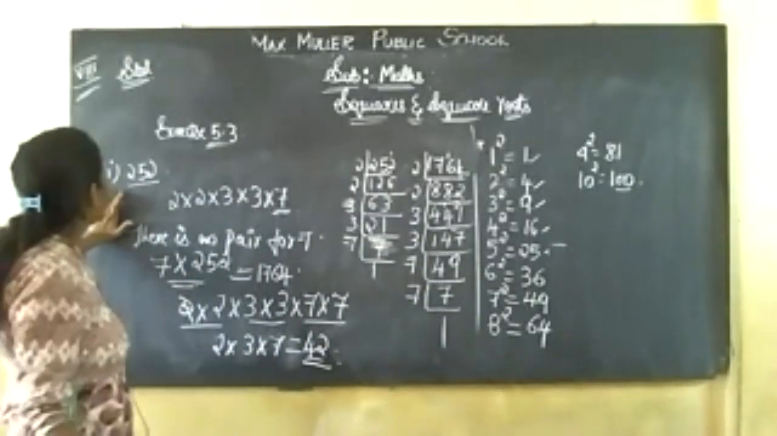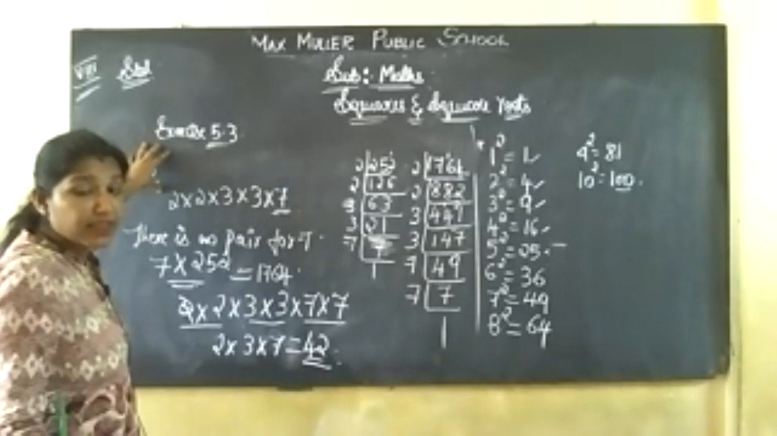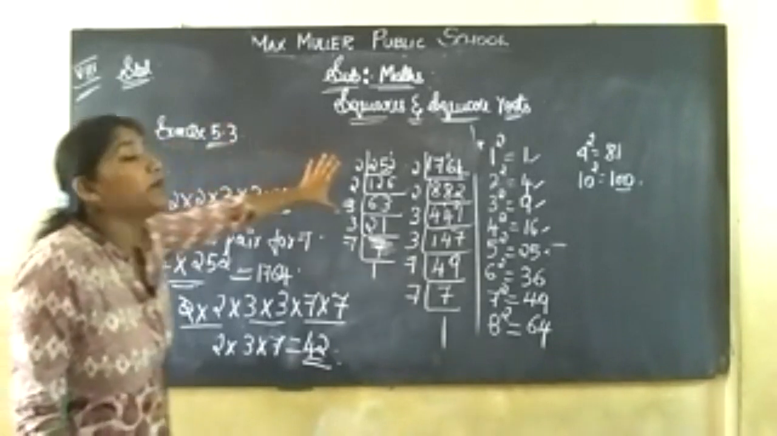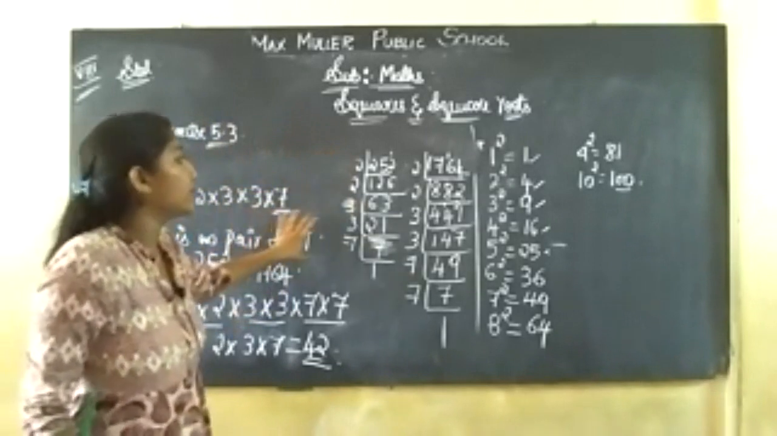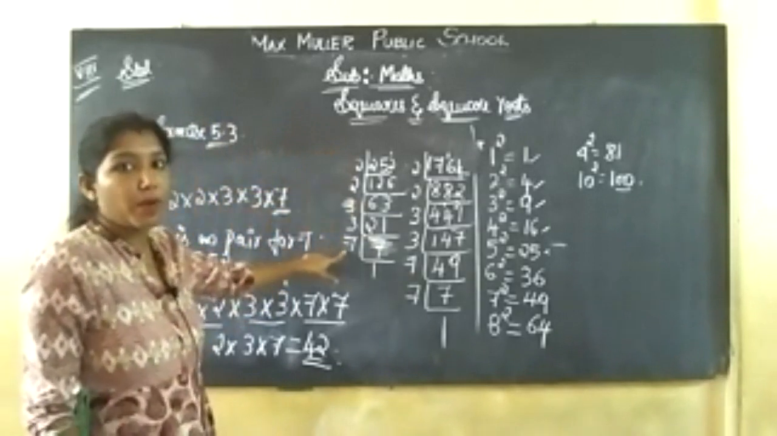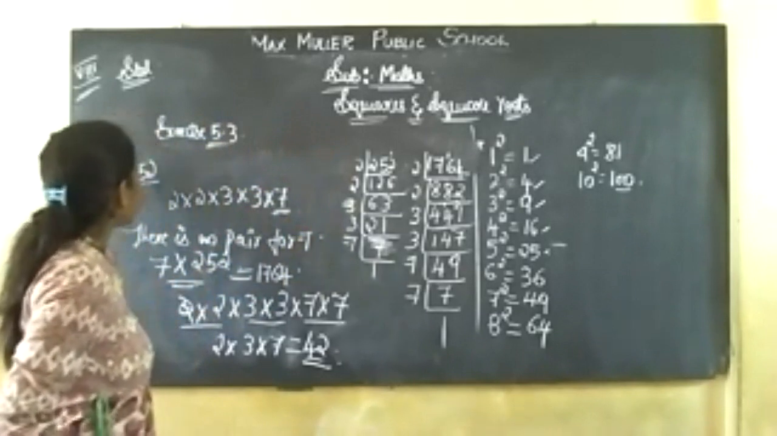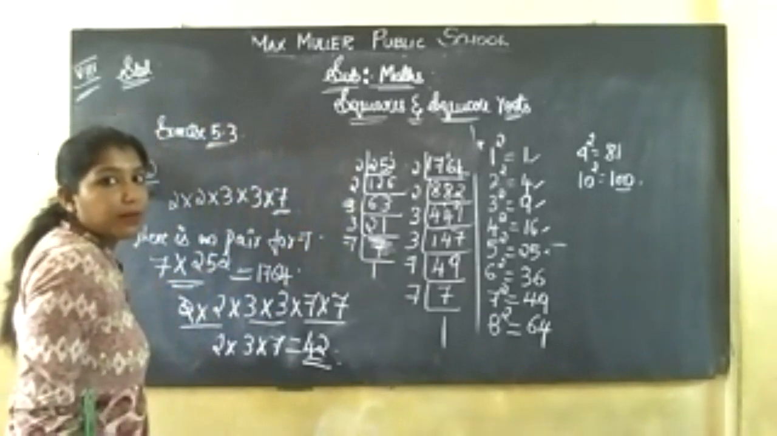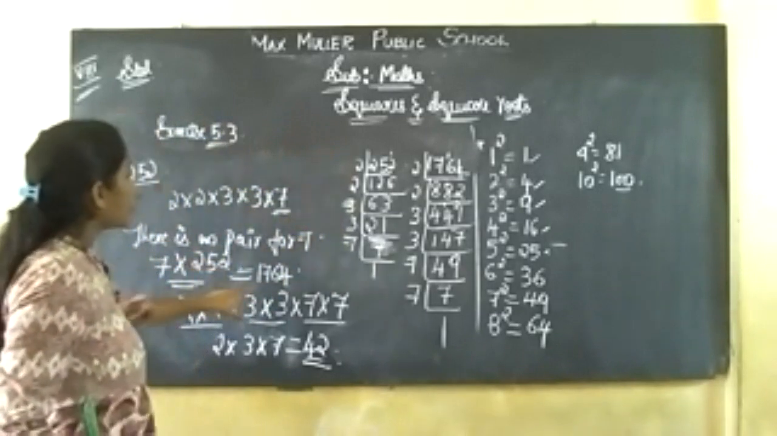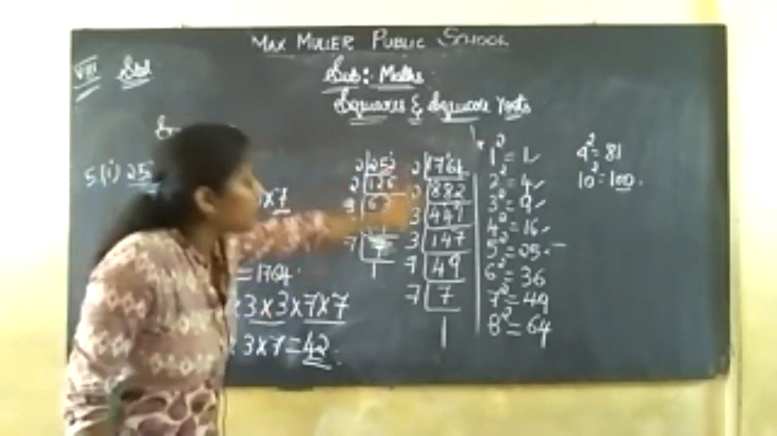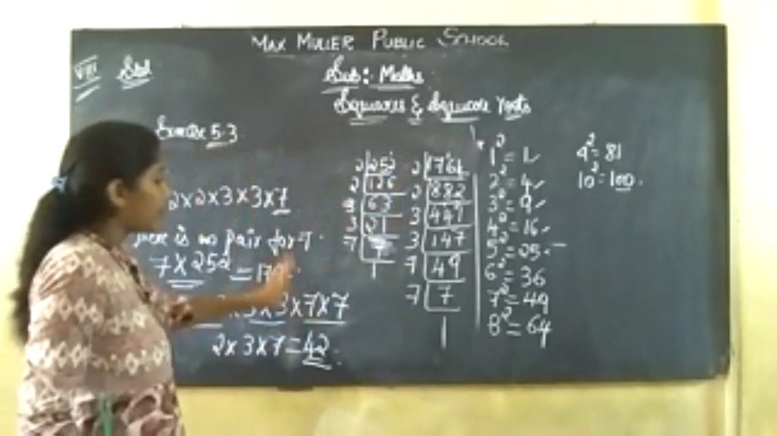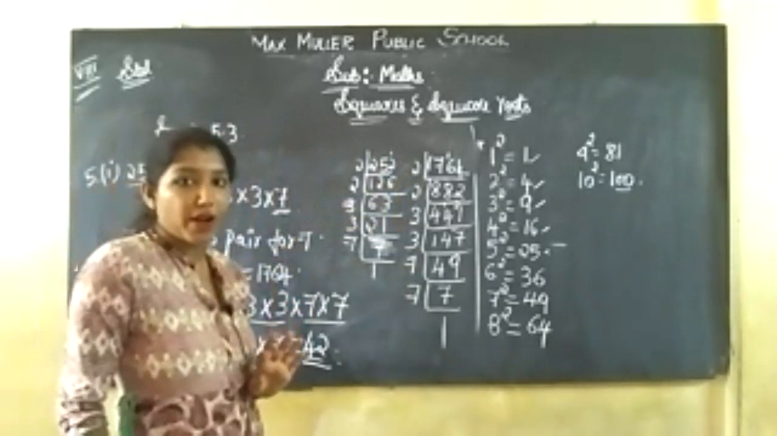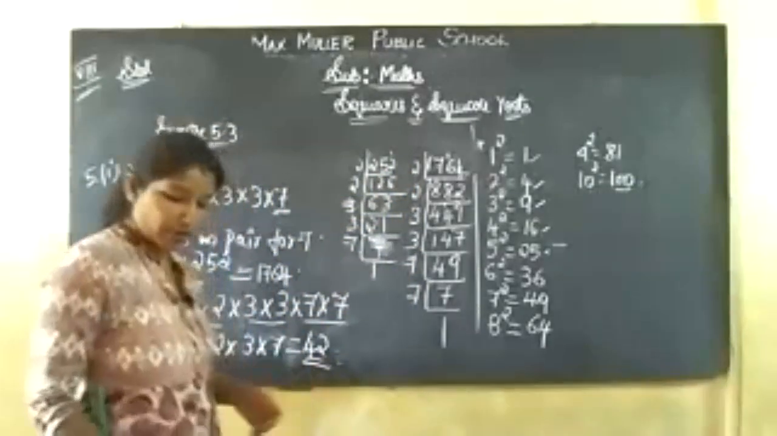Here what you have done is, if you prime factorize this number, you will not get pair numbers. So for the number which has no pair, you have to multiply the given number with it. So you will get some number, that number you have to factorize, and you have to find the square root for that number. Hope all understood. We'll go to the next problem.